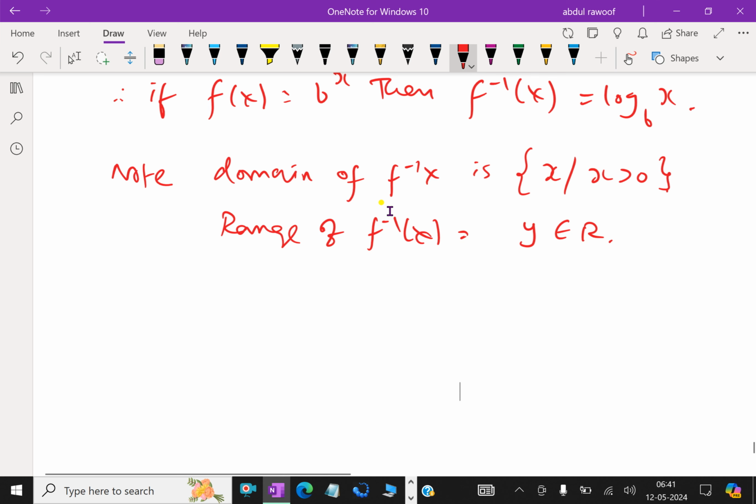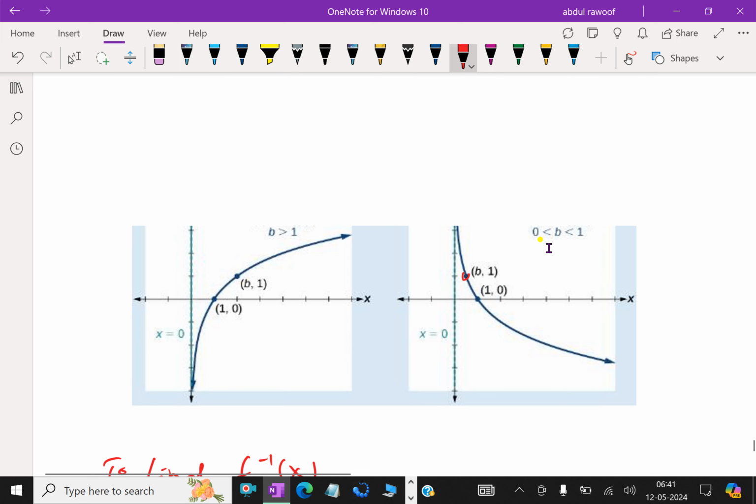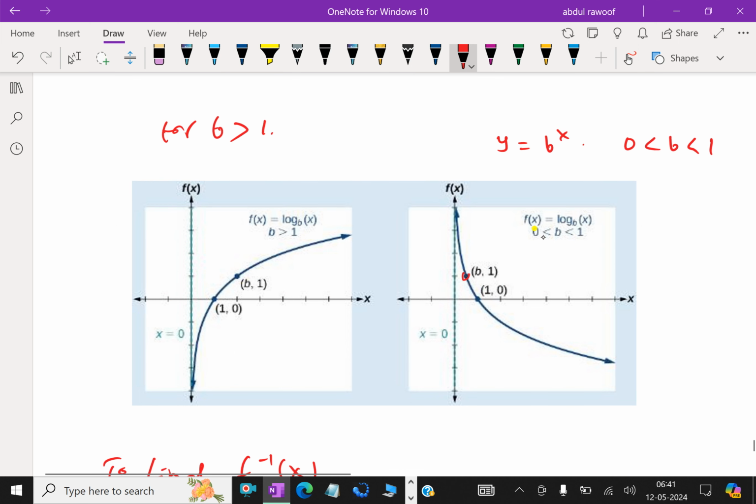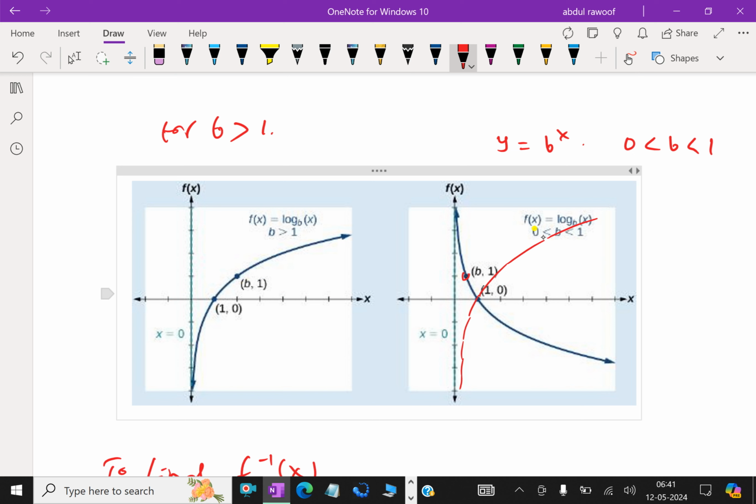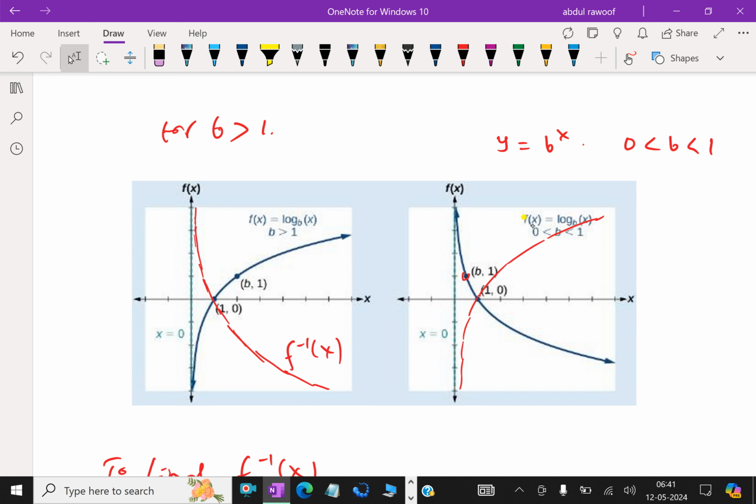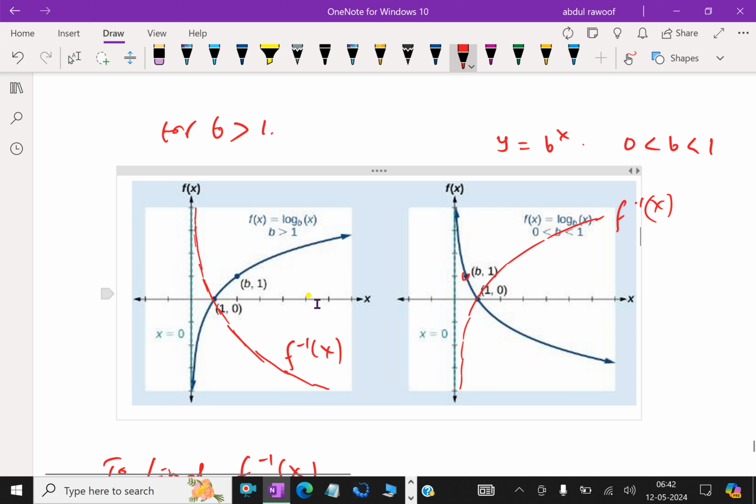Now the same graph, if you draw a graph like this, and here also, this is the f inverse function, which is symmetric with the original about the line y equals x.